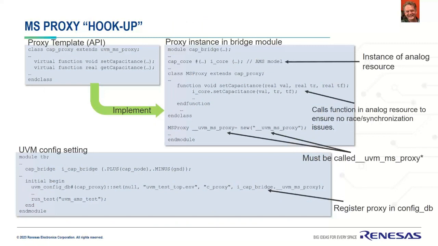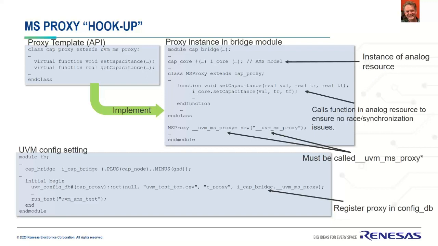So if we look at the hookup of what we've described, some code snippets to make all this work, on the top left there, we've got a declaration of the proxy template. So we've got something called cap proxy. This is going to be some implementation of something to do with a capacitor resource in our mixed signal bench, which extends from UVM-AMS proxy. That in turn extends from a UVM report object, which we'll go into a bit later. So that has some declarations of some functions in it. So we've got set capacitance and get capacitance. This is essentially just an API.